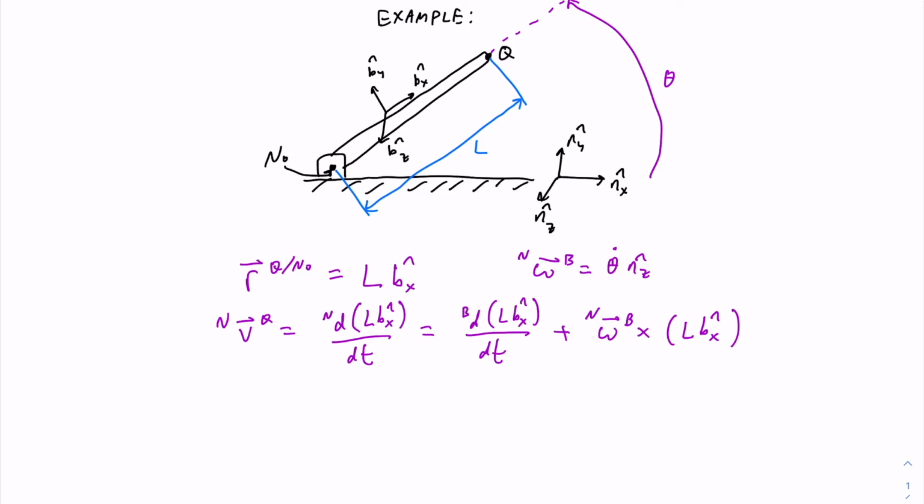The time derivative of L is 0 since it's a rigid beam, and the next term is the derivative of theta times L in the direction of bz cross bx. Thus, the velocity of point Q in reference frame N is theta dot L by.